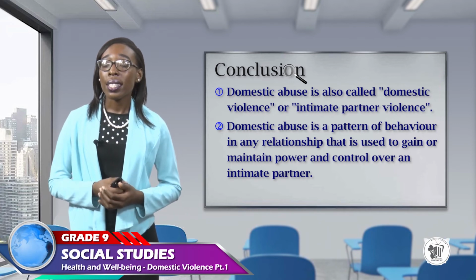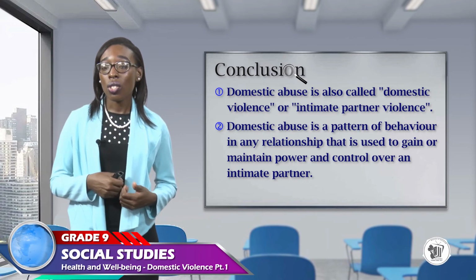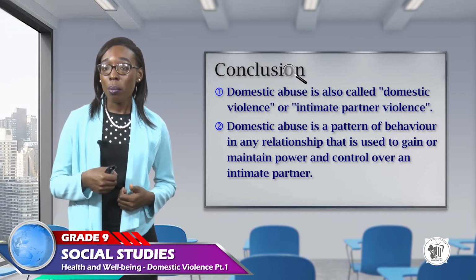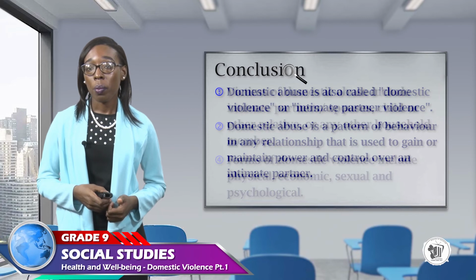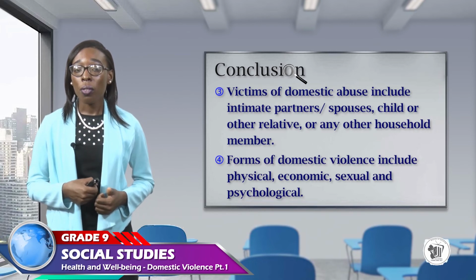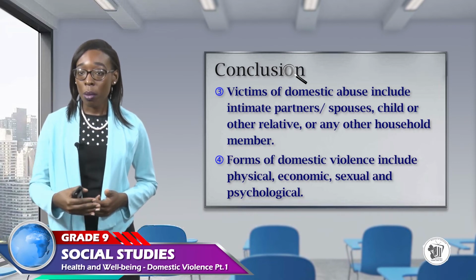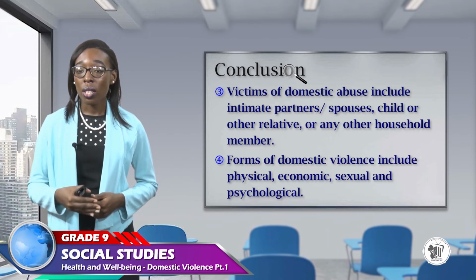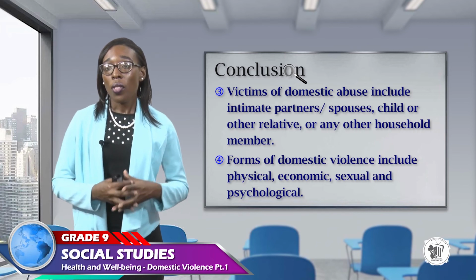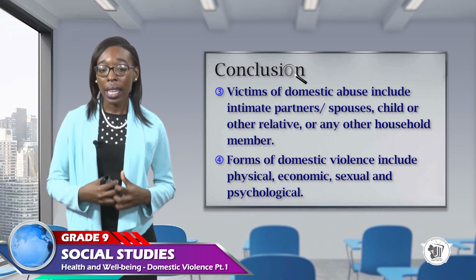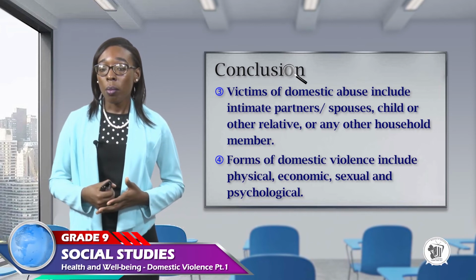The second point is that domestic abuse is a pattern of behavior in any relationship that is used to gain or maintain power and control over an intimate partner or a family member. The third point we want to take away from today is that victims of domestic violence include an intimate partner or spouse, a child or any other relative, or anyone who occupies that household.